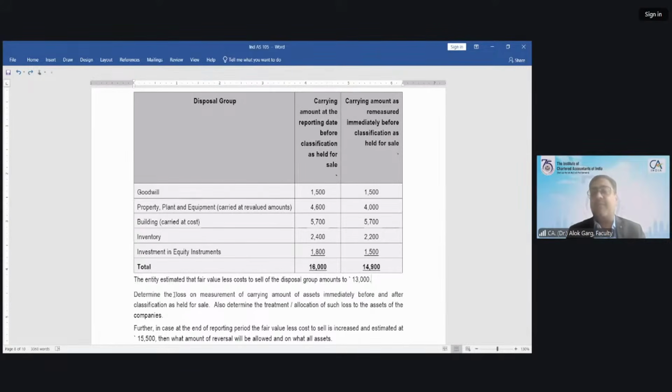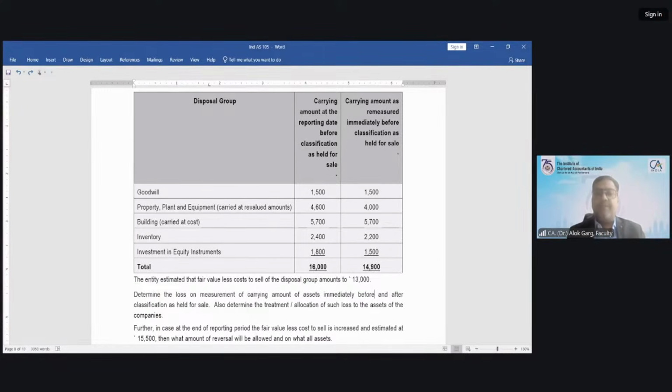It is step number 1. And what is my step number 2? Fair value less cost to sell 13,000. So what is the impairment as per Ind AS 105? From 14,900 it becomes 13,000, right? It means 1,900 is the impairment. 1,900 is the impairment, correct?